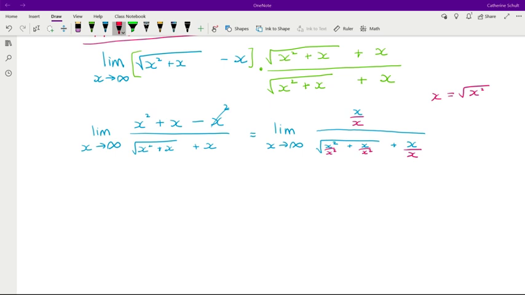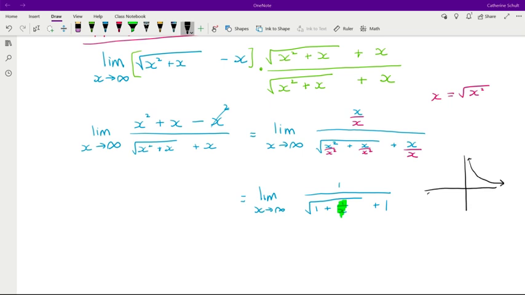So what's going to happen? Let's clean this up a little bit. In the top, we have 1. In the bottom, 1 plus 1 over x, and then plus 1. And now, the only thing that's affected as x goes to infinity is 1 over x. And we can go about it two different ways. We can remember what the graph of 1 over x looks like, and as x goes to infinity, 1 over x goes to 0.